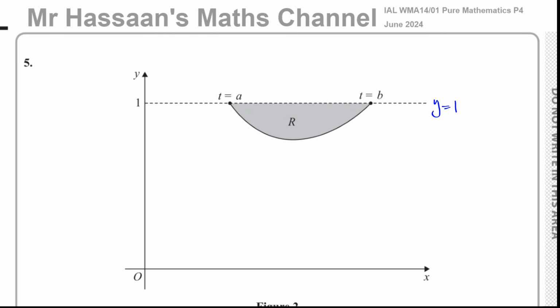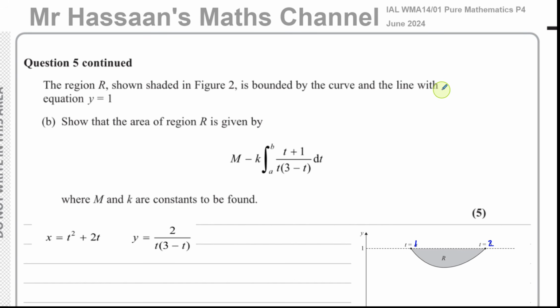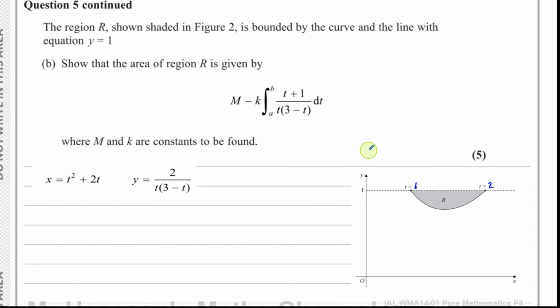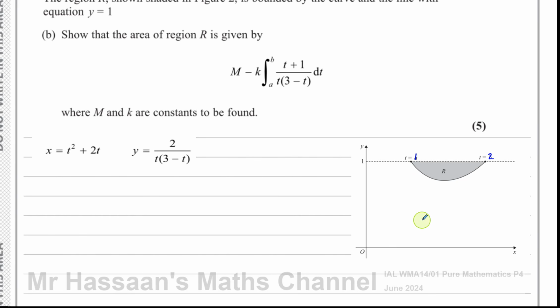Now we're going to go to part B. It says the region R, shown shaded in figure 2, is bounded by the curve and the line with equation y equals 1. Show that the area of the region R is given by m minus k times the integral between a and b of (t plus 1 over t minus 3 over (t times (3 minus t))), where m and k are constants to be found. All right, so we already know the values of a and b. So we have to find the area of this region here.